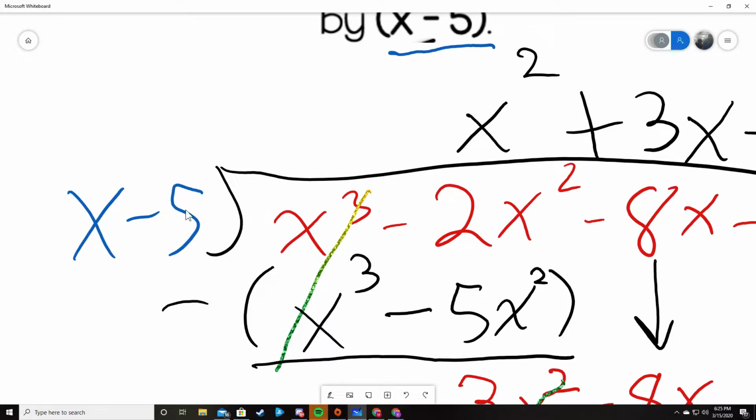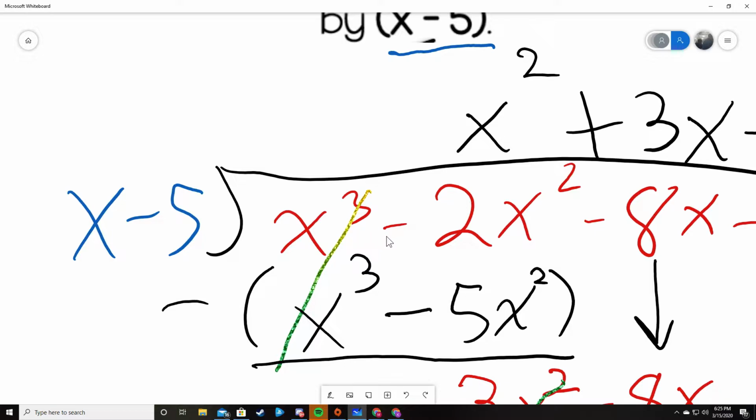X squared times negative 5 will give me negative 5x squared. Now what I do is I put my parentheses, I put my line here, I put my minus sign, and then I go through and I do the subtraction. So I'm subtracting the things that are alike from each other. Make sure that you're doing that, okay?